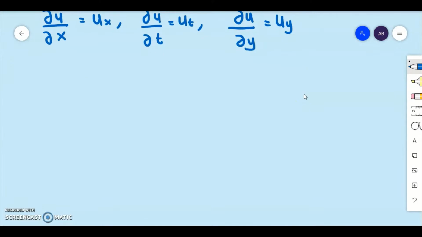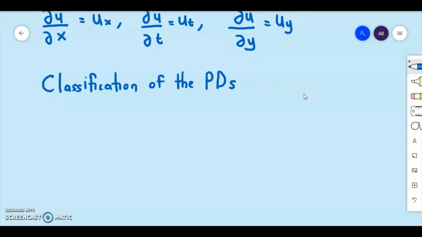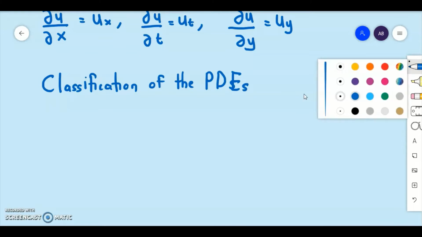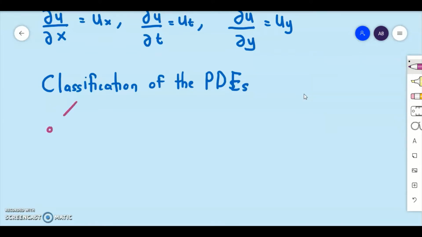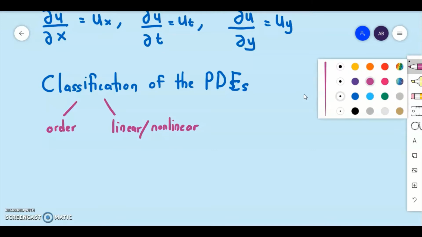So to classify the PDEs, how to classify my PDE? To classify the PDE, you need to determine the order, and whether it's linear or non-linear. So we're going to look at the order first.